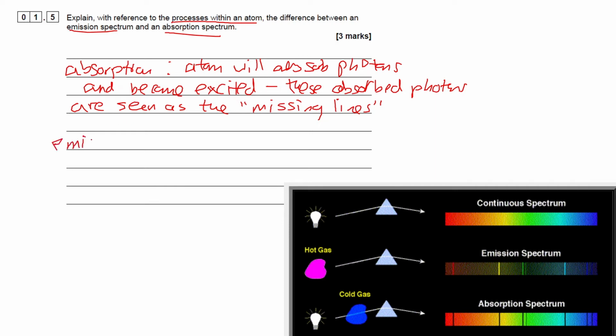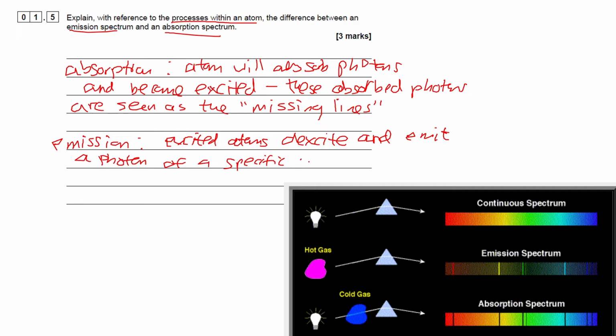In an emission spectrum, we have excited atoms de-excite and emit a photon of a specific wavelength. And these are seen as lines in the emission spectrum. Okay, so that concludes question 1.